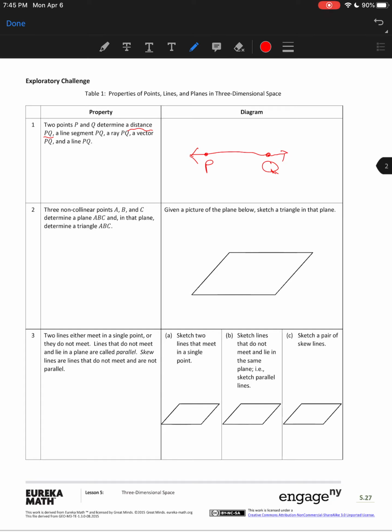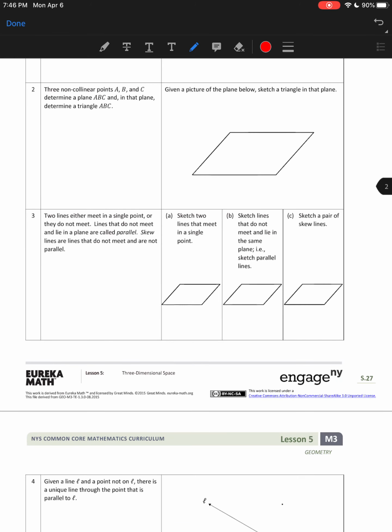And the line PQ. So the last one here is a line. A line, again, goes in both directions. And let's look at number 2 here.